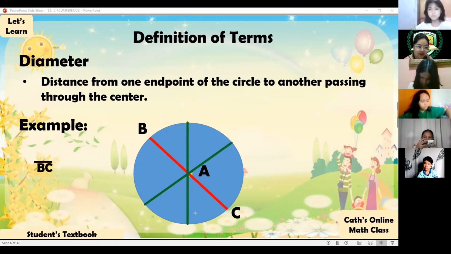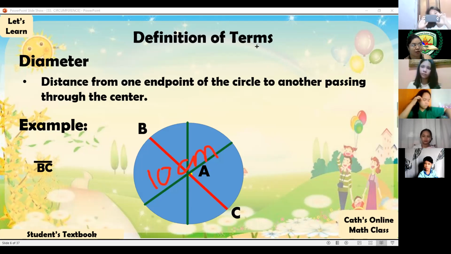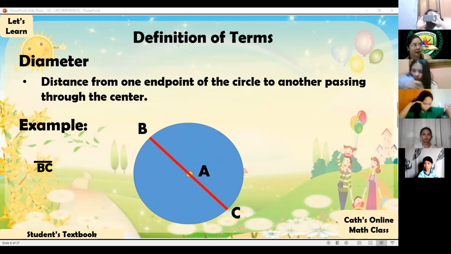So if this one is 10 cm, what could be the distance of segment BC? 10 cm. 10 cm also. Do you understand? Yes. So they should all be the same, otherwise it will not be a circle. It's a perfect circle. Okay, next.